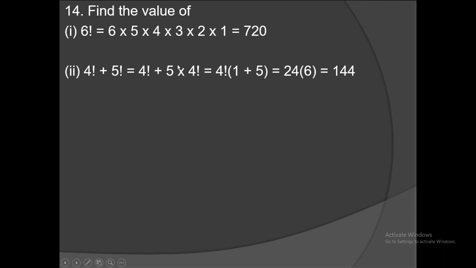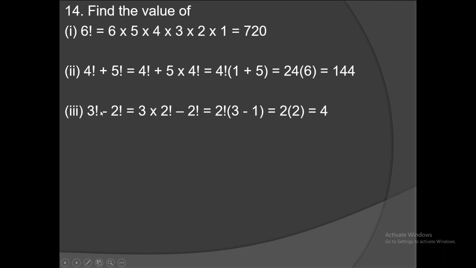The reason is, I can take 4 factorial here also, and 4 factorial here also. I can take 4 factorial outside in common. So I have taken 4 factorial outside. Here I have only 1, here I have 5, so it is 1 plus 5. What is 4 factorial? 4 into 3 into 2 into 1, which is 24. 1 plus 5 is 6. So 24 into 6 is 144.